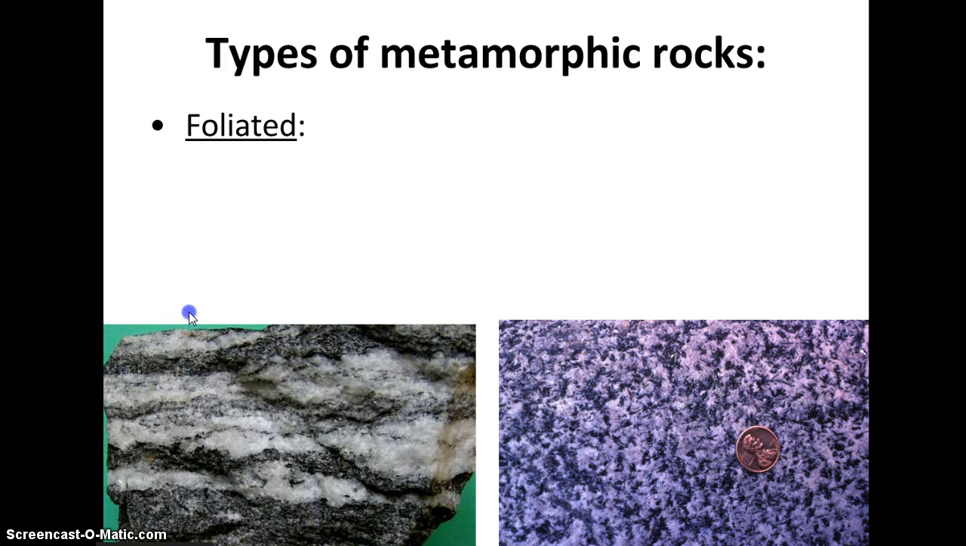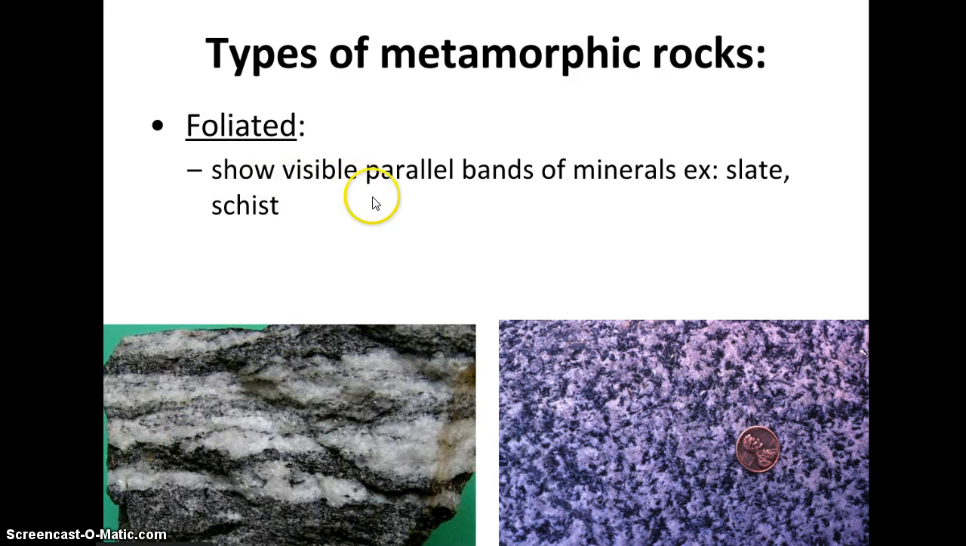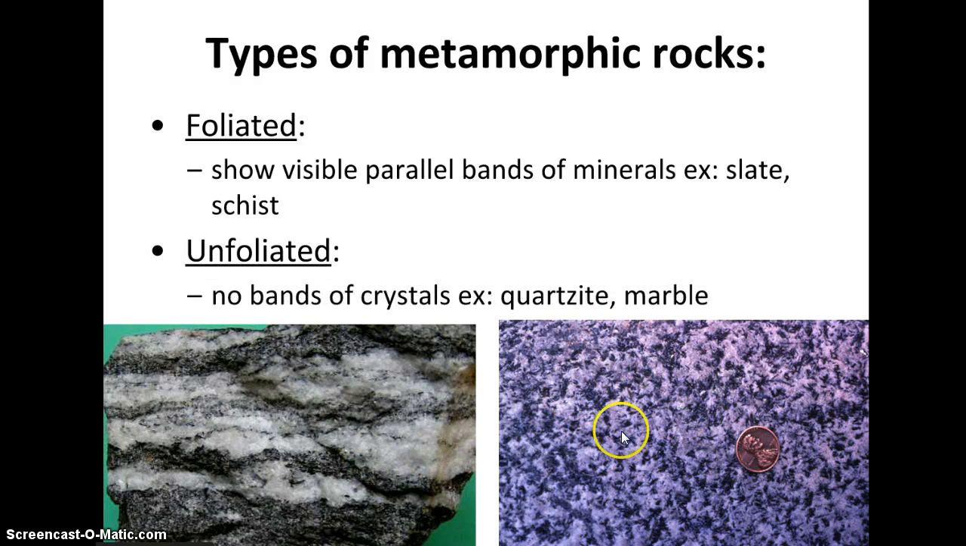And finally, there are two types of metamorphic rock. There's foliated, which is shown on the left here, which has visible parallel bands of minerals; slate and schist have that. And then there's unfoliated, which has no bands of crystals, so quartzite and marble. You can see different patterns in there, but you're not seeing the actual banding pattern.